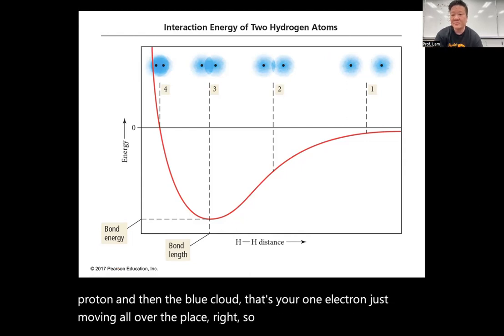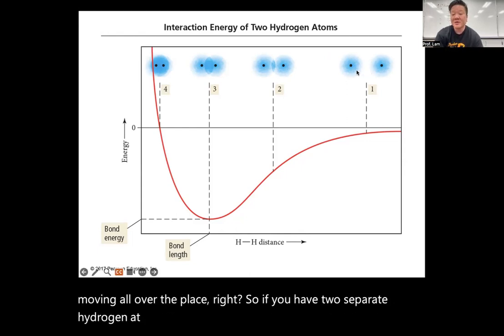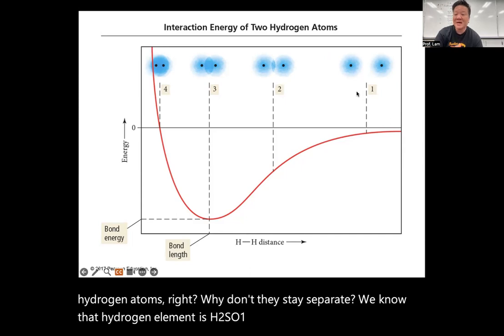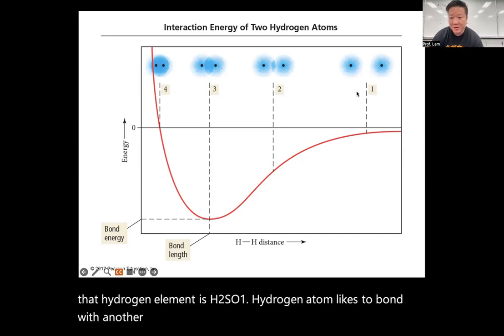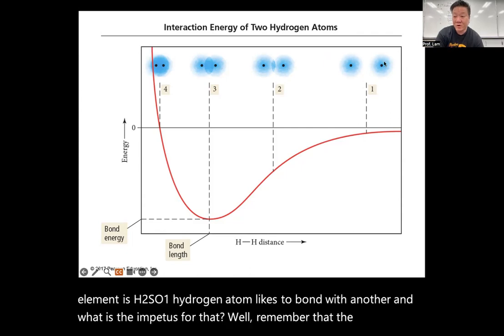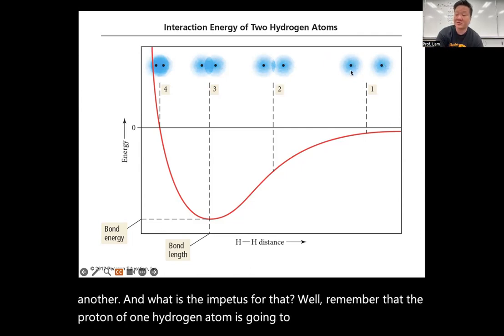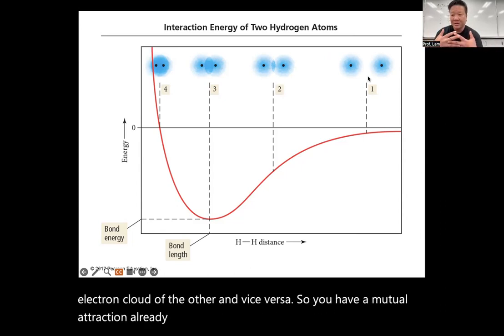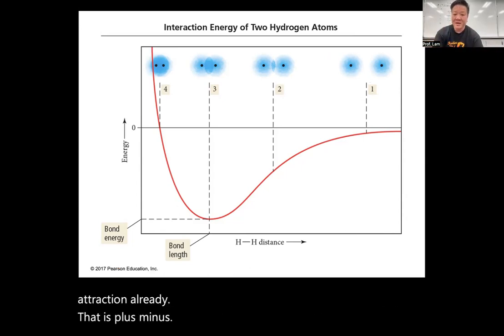So if you have two separate hydrogen atoms, why don't they stay separate? We know that the hydrogen element is H2. So one hydrogen atom likes to bond with another. And what is the impetus for that? Well, remember that the proton of one hydrogen atom is going to attract the electron cloud of the other and vice versa. So you have a mutual attraction already, that is plus minus, right? But then you also have to consider the repulsion, right?